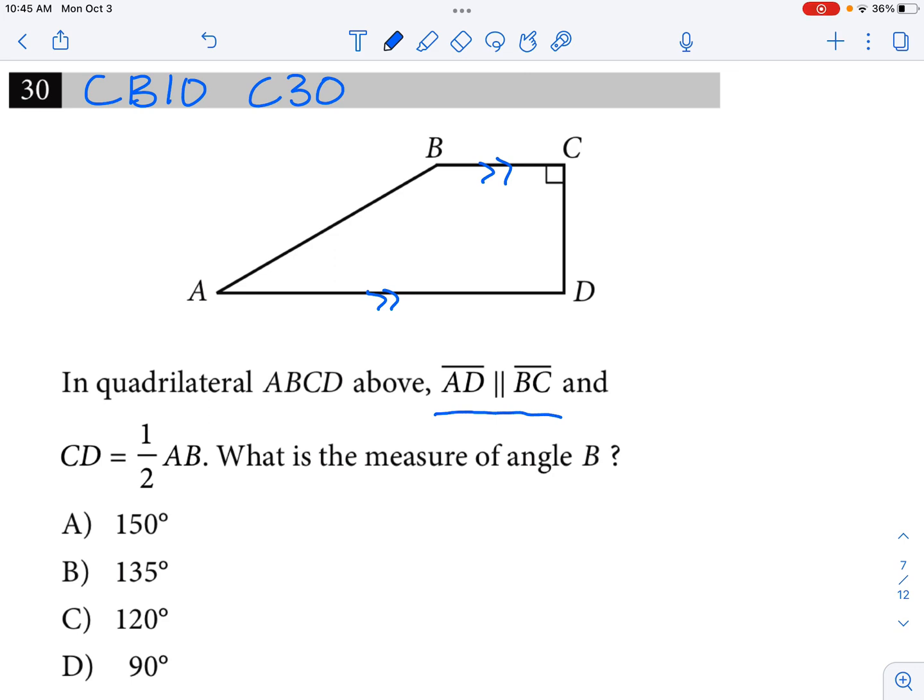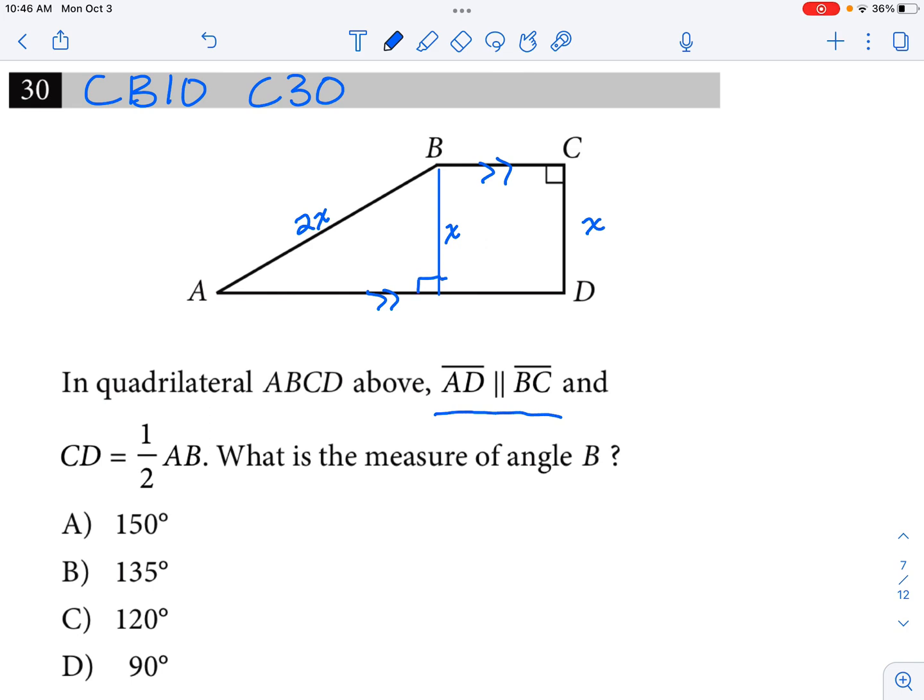All right, so if CD and AB are in a 1:2 ratio, you know what I'm going to do? I'm going to label CD as X. And then I'm also going to go here and drop an altitude. And this will also be X because we have that parallel relationship. And then if we're in a 1:2 ratio between CD and AB, AB should be 2X since it's twice as long as CD.